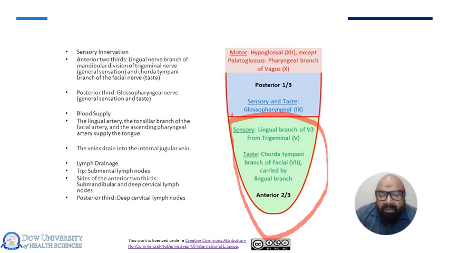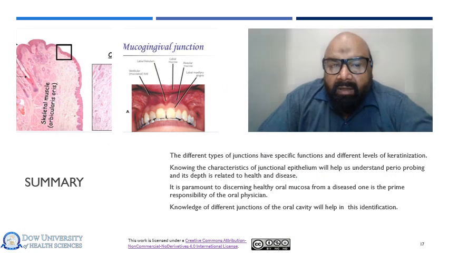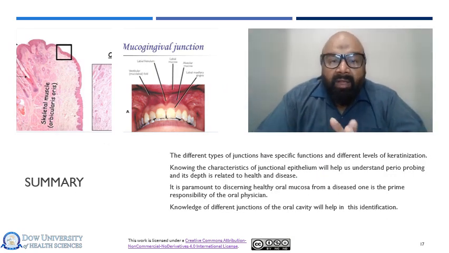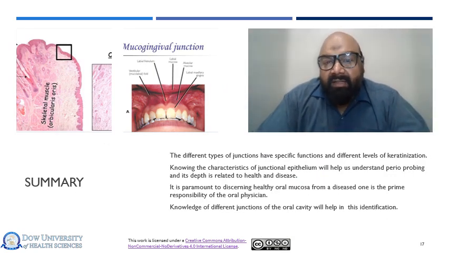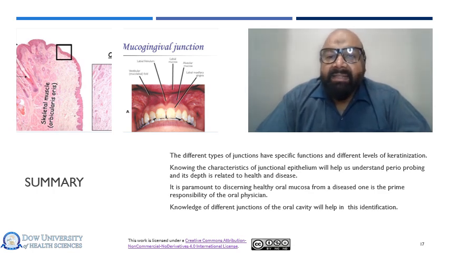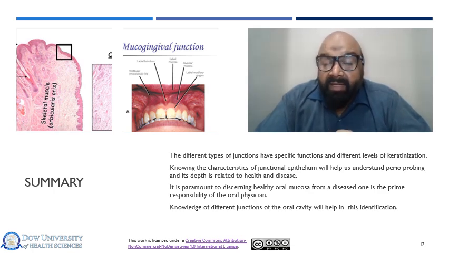So lastly, in order to sum up, we have different types of junctions that have different specific functions. We discussed three basic types of junctions in this session. The first being the mucocutaneous junction, and the example I gave was of the outer side of the lip and the inner side of the lip. Then we have the mucogingival junction, that is a junction between the alveolar mucosa and the attached gingiva.